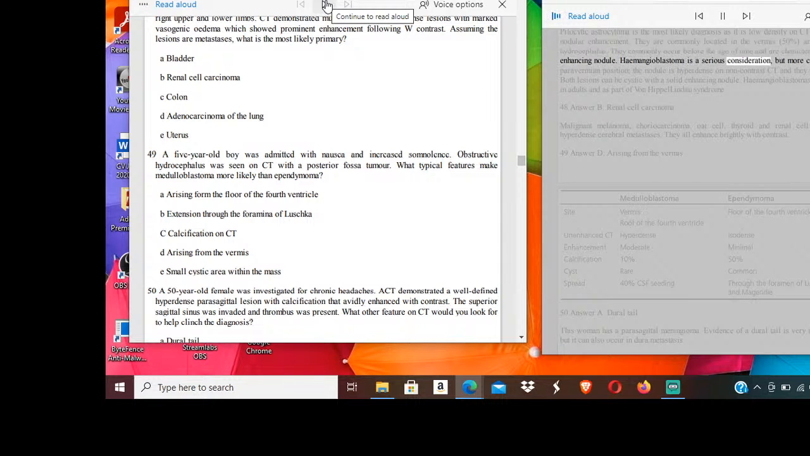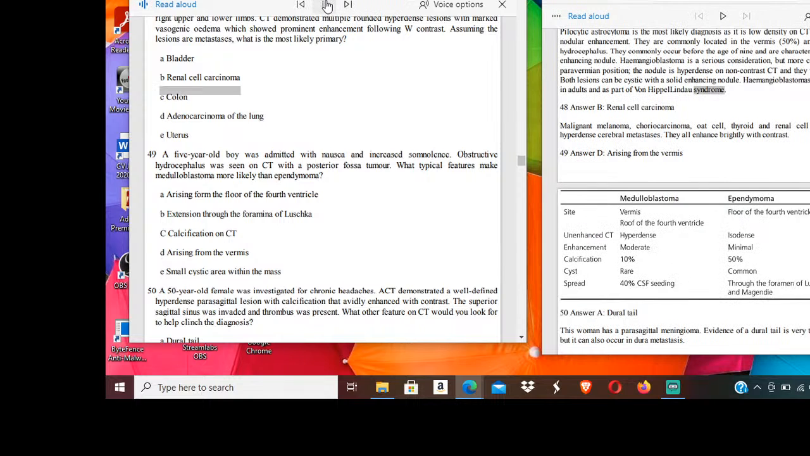Hemangioblastoma is a serious consideration, but more commonly occurs in the paravermian position. The nodule is hyperdense on non-contrast CT, and they virtually never calcify. Both lesions can be cystic with a solid enhancing nodule. Hemangioblastomas occur more commonly in adults, and as part of von Hippel-Lindau syndrome.